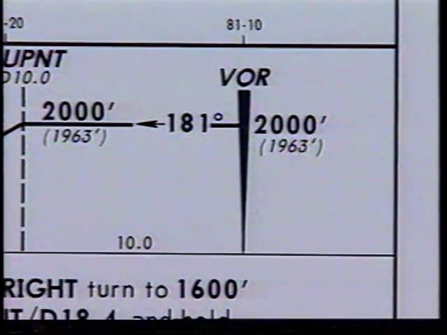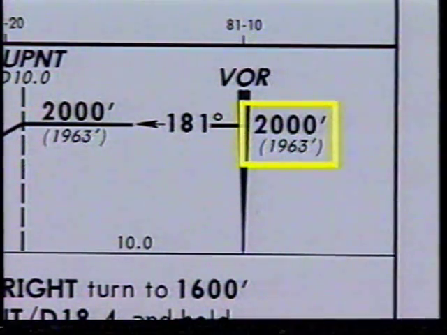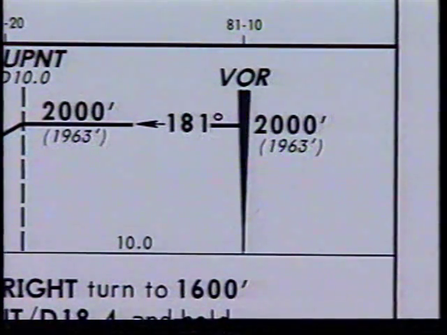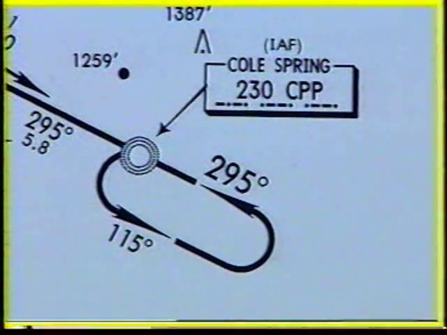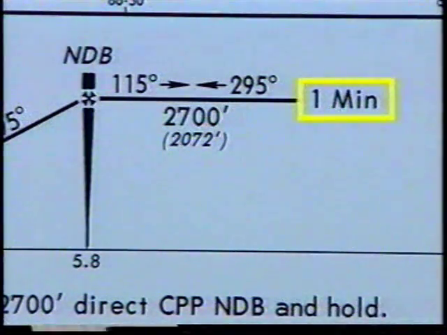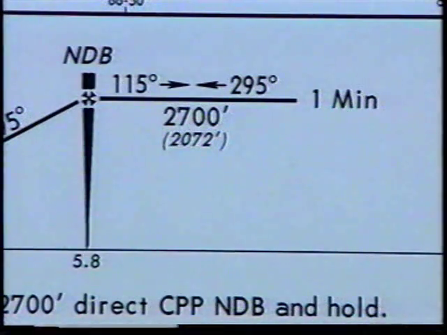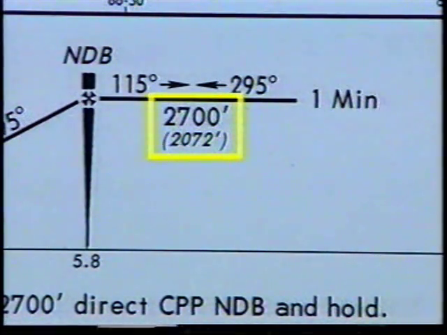When a course reversal is not authorized, you will see this format. Note the absence of a solid flight path line below the 2,000-foot altitude to the right of the VOR. This indicates that 2,000 is the beginning altitude for the straight-in procedure. On this approach, the two facing arrows indicate you must use a holding pattern as your course reversal. You can find the direction of the turns on the plan view. 1-minute legs are specified for this holding pattern, and both legs are flown at 2,700 feet.